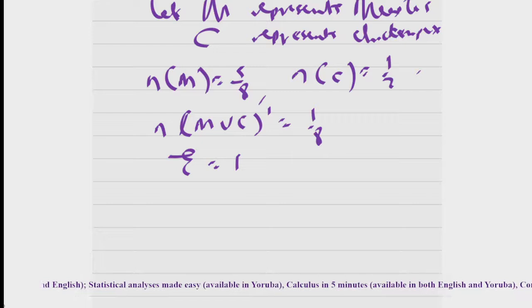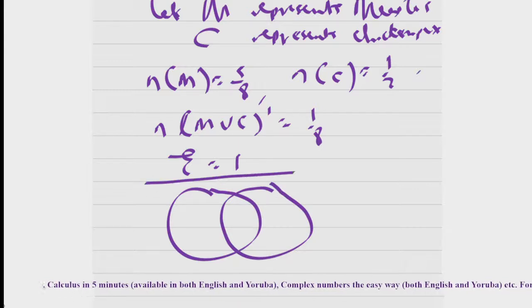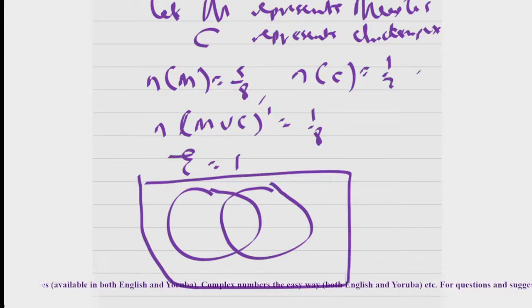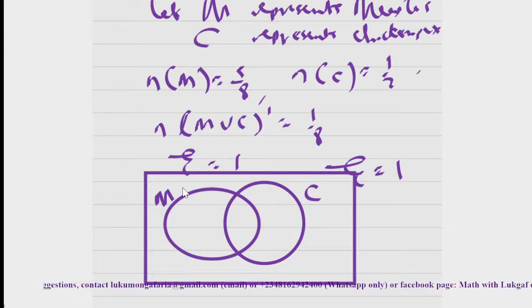So if you now draw your diagram, you have two sets, measles and chicken pox, and you have your universal set here. Don't forget, your universal set is going to give me 1. So then you have your M here, you have your C. Then you can just put it. Your M is 5/8. Am I going to put it here? No, because this is representing M only. Don't put it here. You have to put it outside.